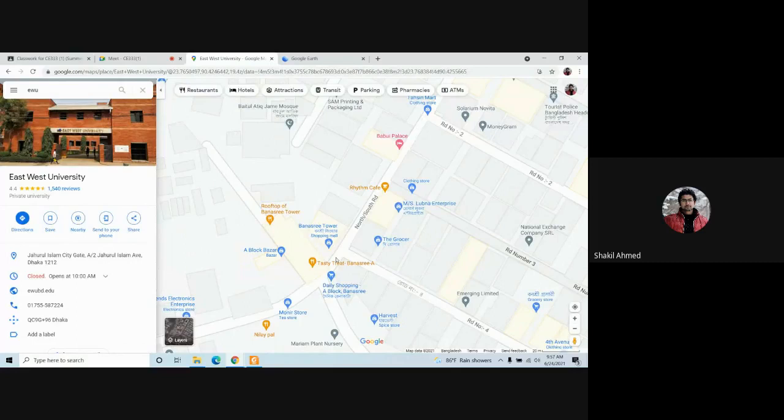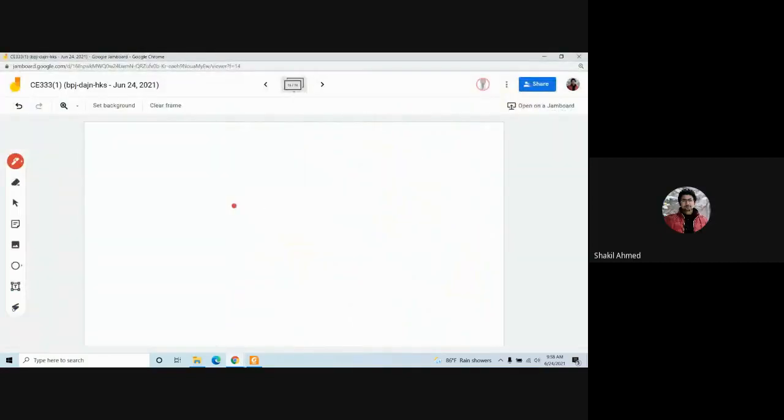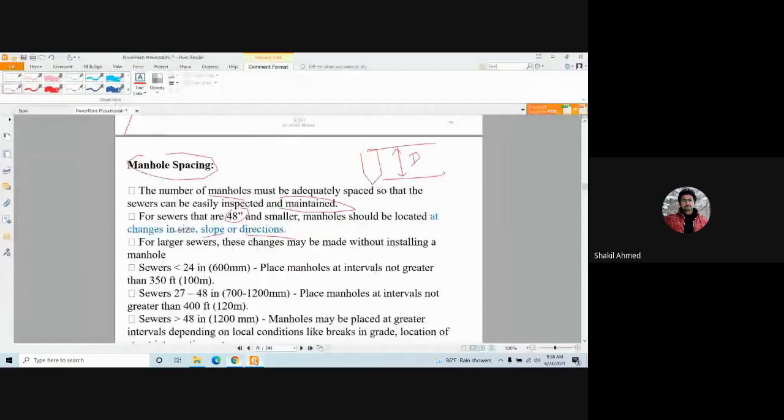The sewer will change direction from here to there, am I right? Yes, sir. And from here to there, the sewer will change direction, right? So you have to provide a manhole here. Clear? Sometimes you have a smaller sewer, a building sewer, discharging into a main sewer, a larger sewer, then you have to provide a manhole here. Okay. For larger sewers, these changes may be made without installing a manhole.